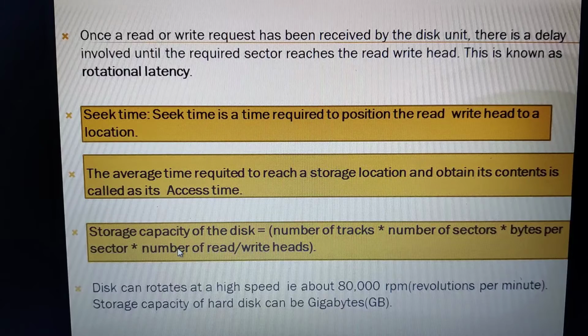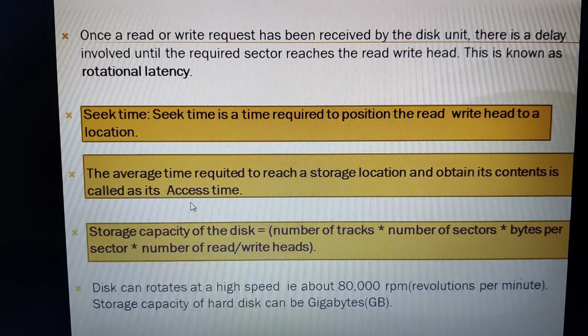Now herein we have two more formulas, that is seek time and access time. So what is the seek time? See here, the seek time is nothing but the time required to position the read or write head to a particular location. As I said, once the disk unit gets the command either to read or write a specific track in that specific sector, it has to position to that particular point. That time we call the seek time. It is the time required to position the read or write head onto that specific location.